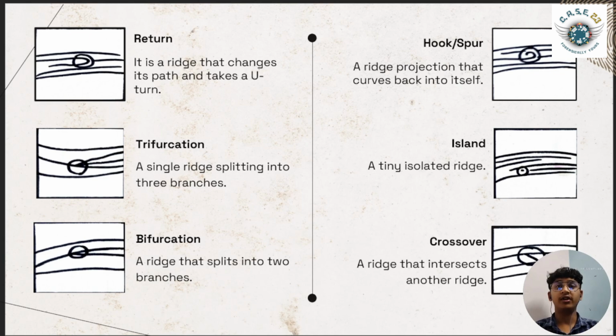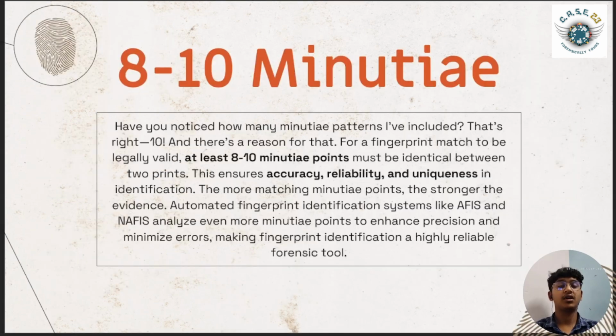This occurs when two ridges intersect, forming an X shape. Have you noticed how many minutiae patterns I've included? That's right, 10. And there's a reason for that. In forensic science, for a fingerprint match to be legally valid, at least 8 to 10 minutiae points must be identical between two prints. This ensures accuracy, reliability, and uniqueness in the identification.